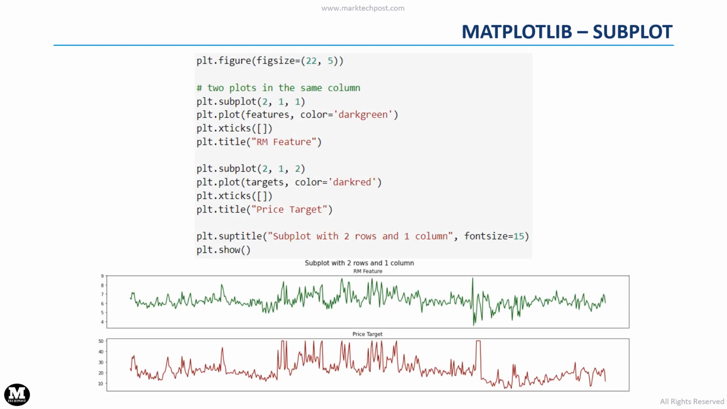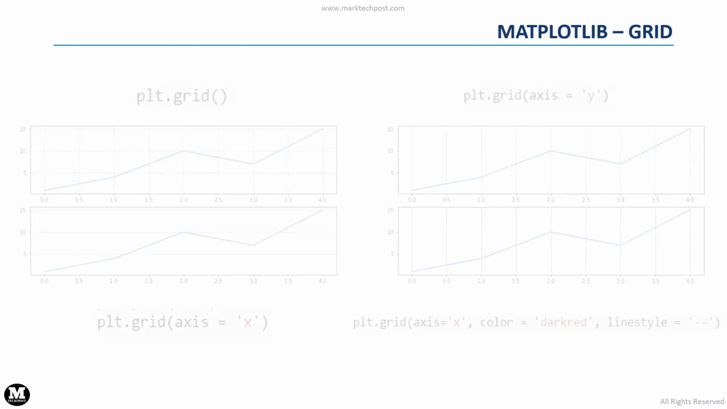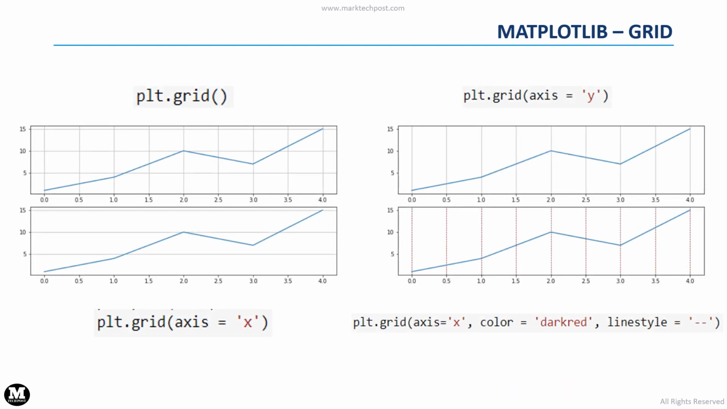Similarly, we can obtain a figure with 2 rows and 1 column. We can also add different types of grid to our plot background.